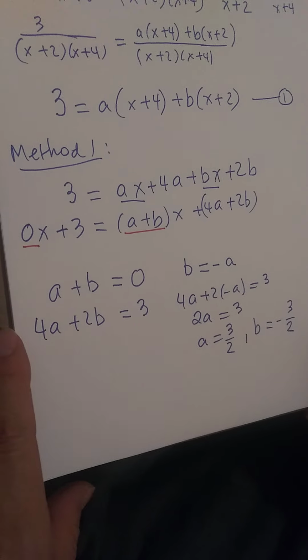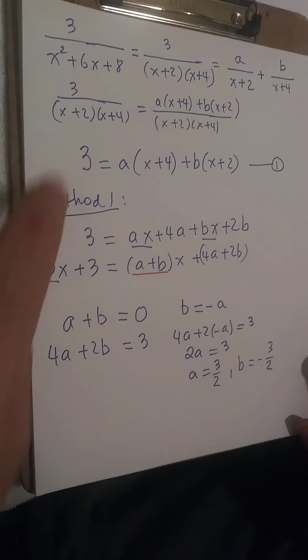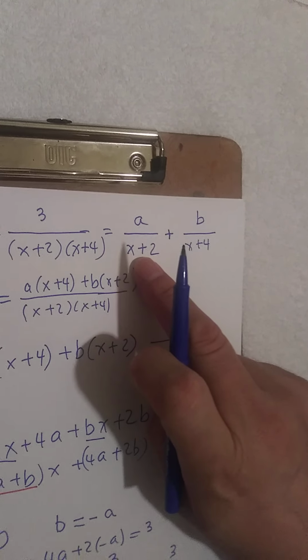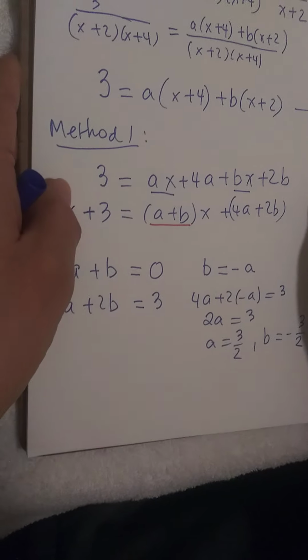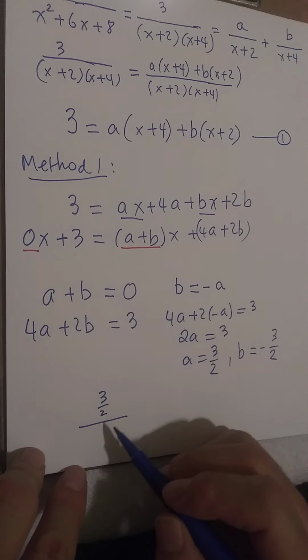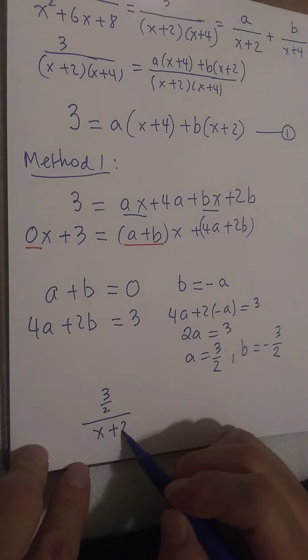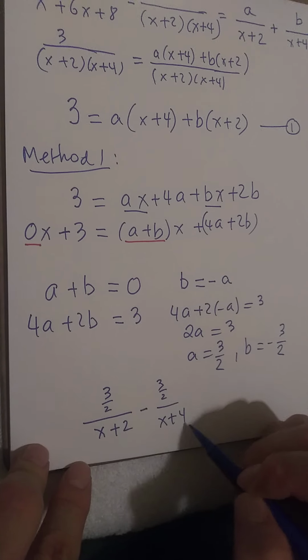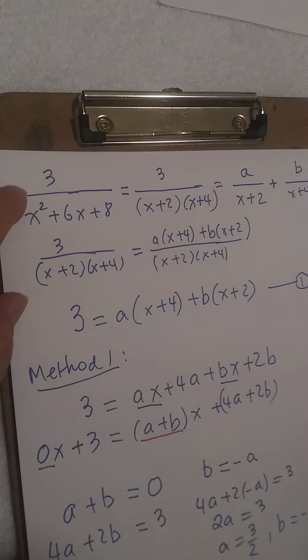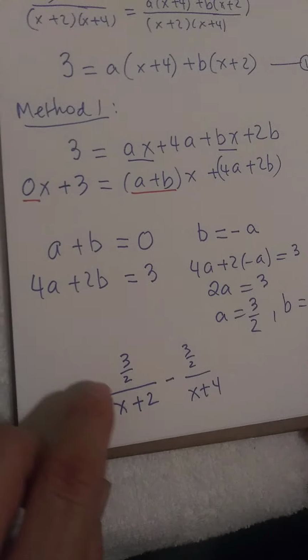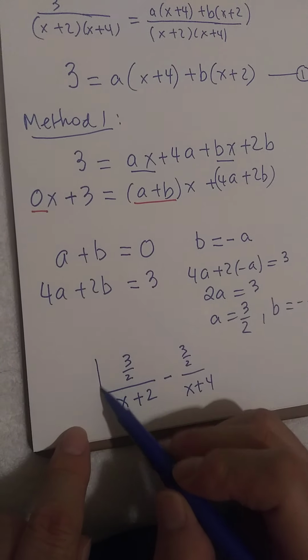So therefore, the partial fractions breakdown for this example is going to be a over x plus 2 plus b over x plus 4. So it'll be 3 halves over x plus 2 minus 3 halves over x plus 4. And this is the breakdown of this fraction here. So if we need to integrate it or do anything to it, this is what we use. This is like a simplification.